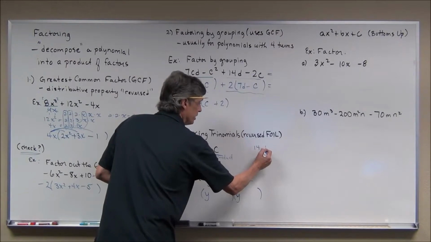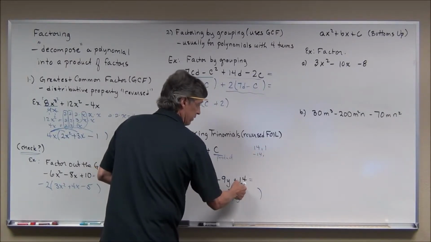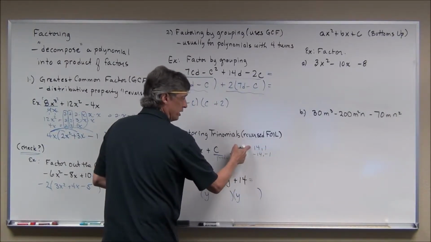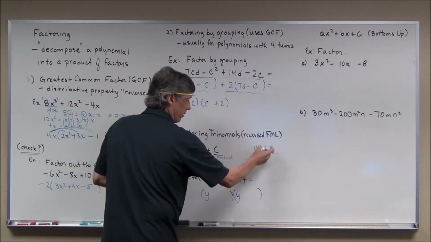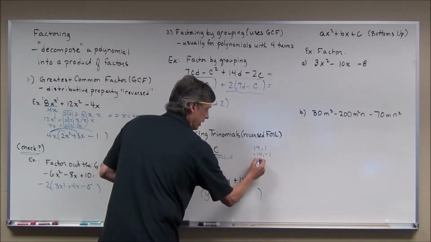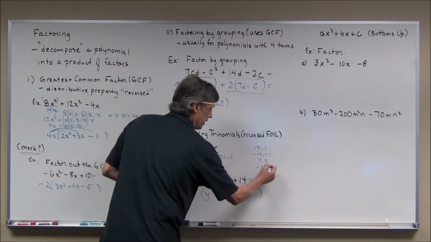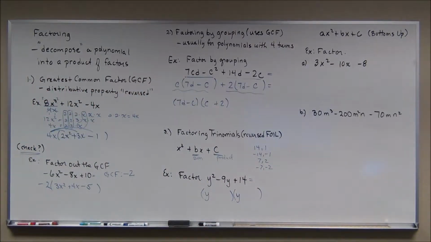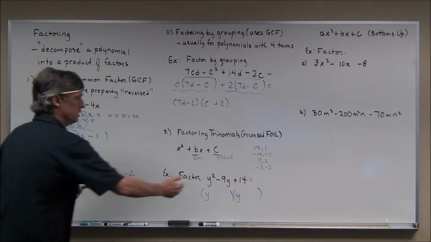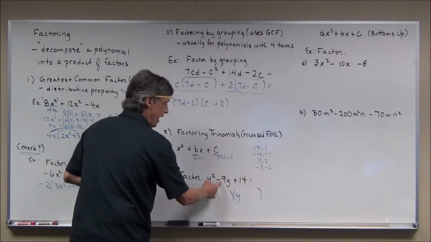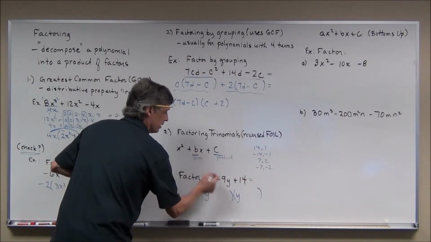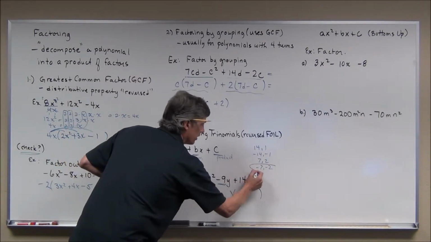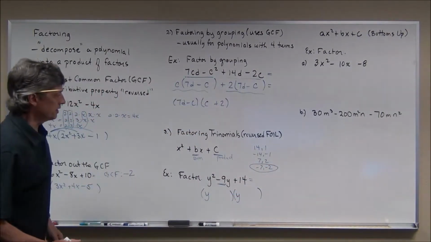So I'm looking for two numbers whose product is 14, whose sum is negative 9. Now what gives me 14? Positive 14. Well, it could be 14 and 1 or negative 14 and negative 1. When I multiply those, I get positive 14. It could be 7 and 2 or negative 7 and negative 2. When I multiply those, I get the product of 14 as well. So what I'm doing here is I'm going to look to see which of these combinations add up to the negative 9. Well, that's the last one. I have a negative 7 and a negative 2.